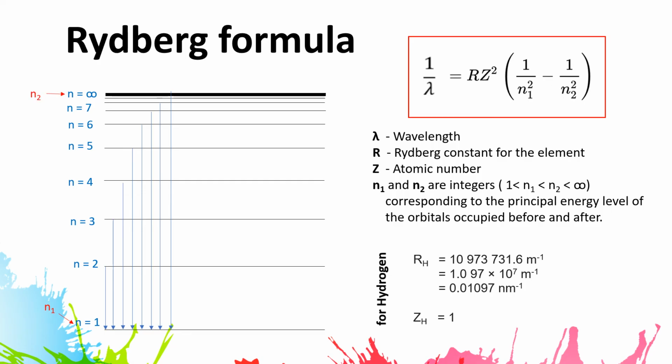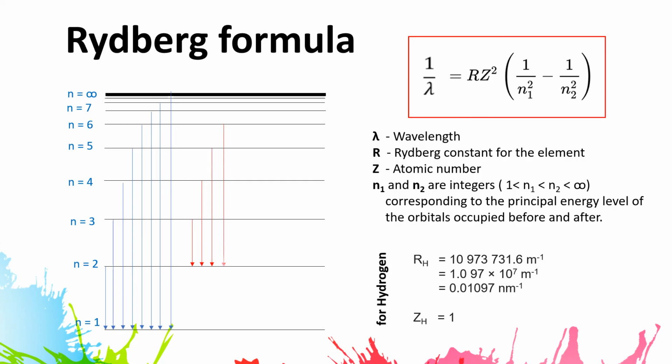So think about one electron at the highest energy level, that means the infinite energy level, moving to the first energy level. You can use infinity as the value for N2. So 1 over infinity means 0, and then the other part you can calculate. Therefore, this Rydberg formula is very important to calculate the wavelength of radiation when an electron moves between different energy levels.